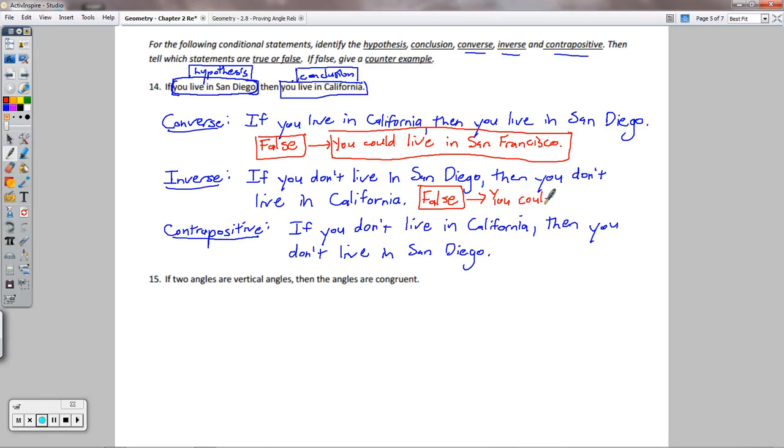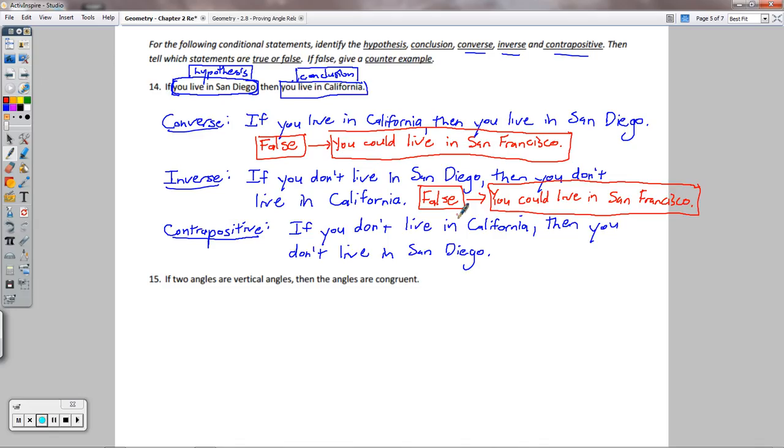So you could live in San Francisco or San Fran. So there's a counterexample once again. And yes, you could live in Palmdale as well. That'd be a counterexample. If you don't live in California, contrapositive, then you don't live in San Diego.